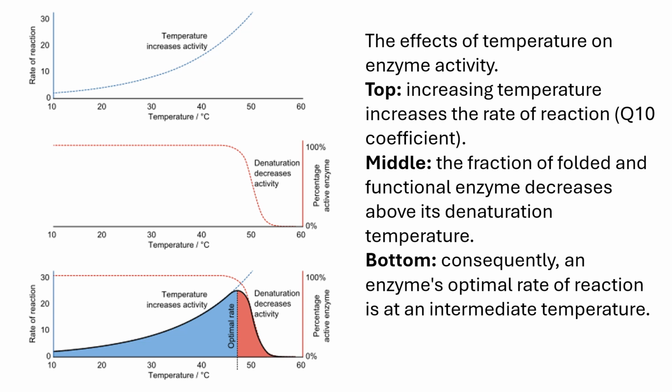Consequently, an enzyme's optimal rate of reaction is at an intermediate temperature. So this is the optimal rate of reaction. It is right in the middle. So temperature increases the activity, and denaturation decreases the activity. This is the optimal rate of reaction, and right here lies the intermediate temperature.